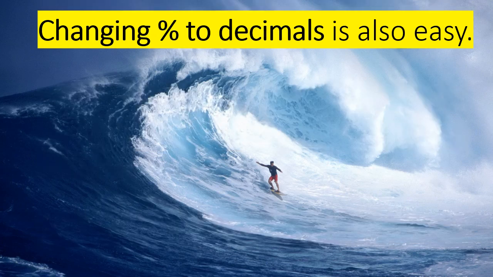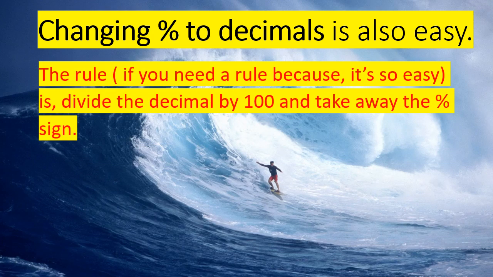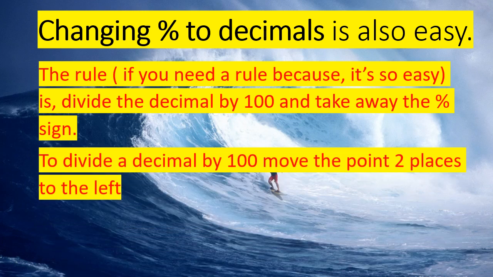Changing percentages to decimals is also very easy. The rule, again, if you need a rule because it's so easy, is divide the decimal by 100 and take away the percentage sign. This is the opposite of what we just did when we're changing decimals to percentages. So we divide a decimal by 100 by moving the point 2 places, this time to the left.